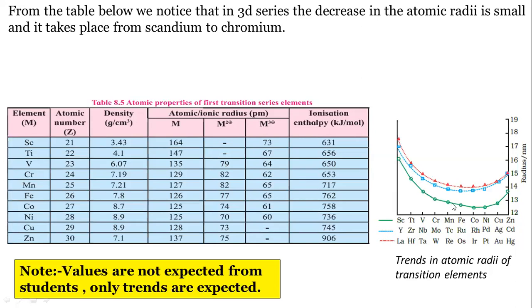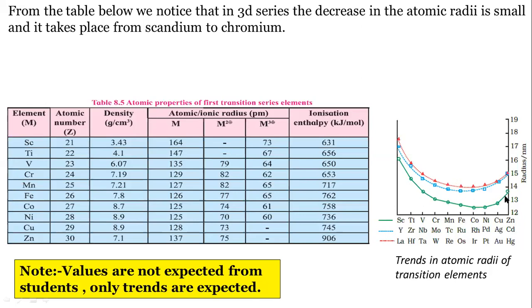We can see here atomic size will decrease because the nuclear charge increases. And from manganese to nickel, we can see there is a constant atomic size. This is happening because there are two effects: one is a nuclear charge effect and one is a screening effect. So from manganese to nickel in the graph, what is happening? The nuclear charge effect and screening effect are balanced.